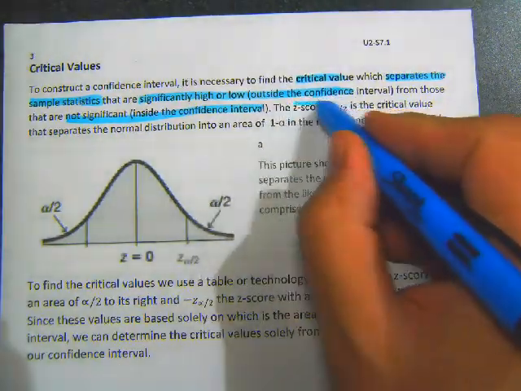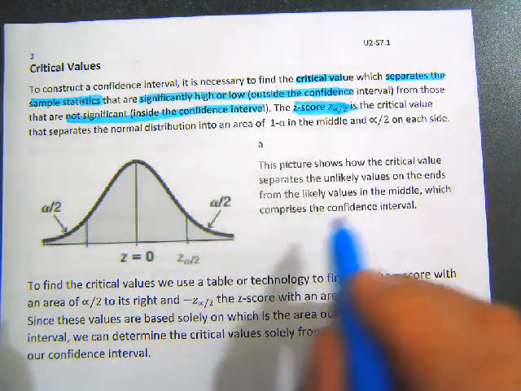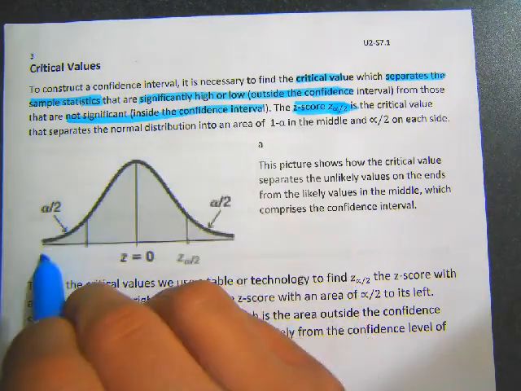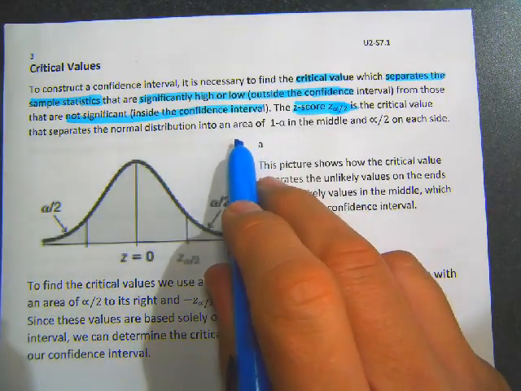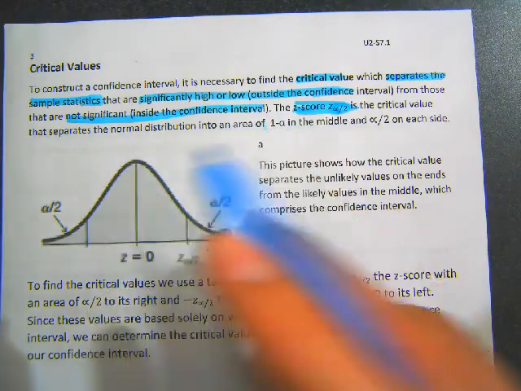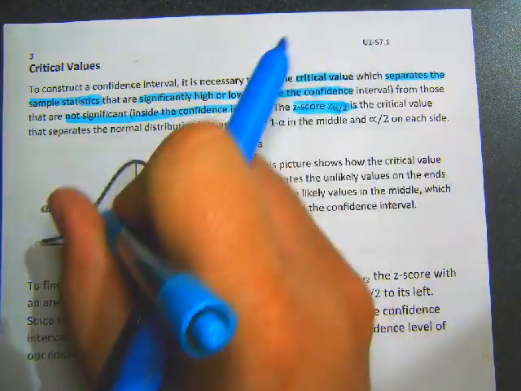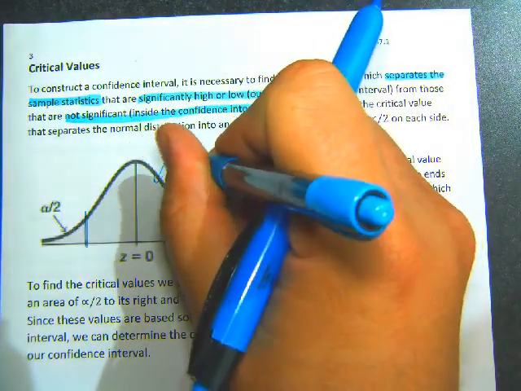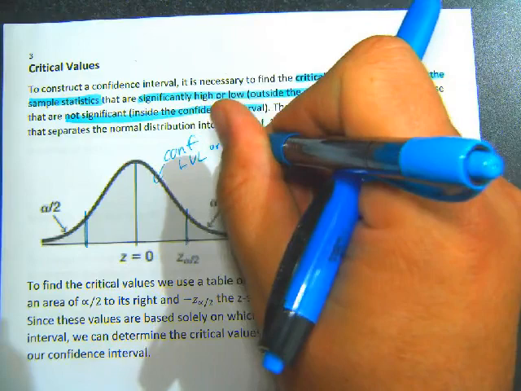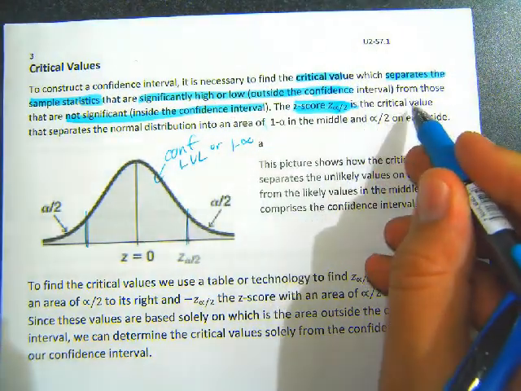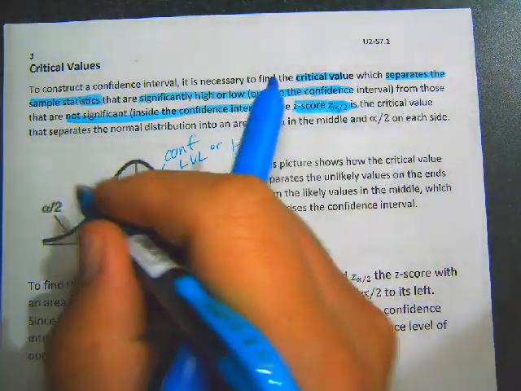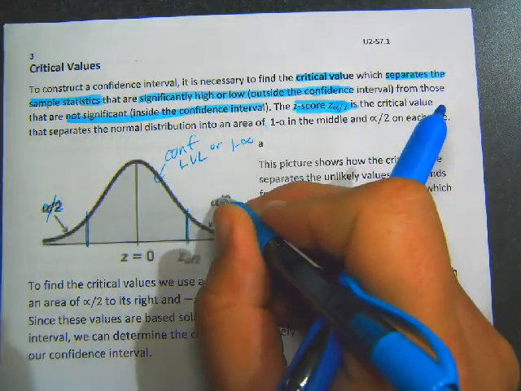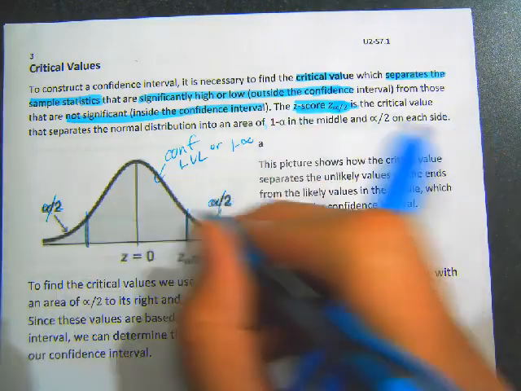So the z-score that corresponds to alpha over 2 is the critical value that separates the normal distribution, and we're going to be working with normal distributions like we like to, into an area of 1 minus alpha in the middle, which is going to be the confidence level. So the middle region is going to be your confidence level, the percentage, or 1 minus alpha. And then the regions outside on both sides are going to be alpha over 2, because we're splitting it up into 2 halves on the 2 sides.